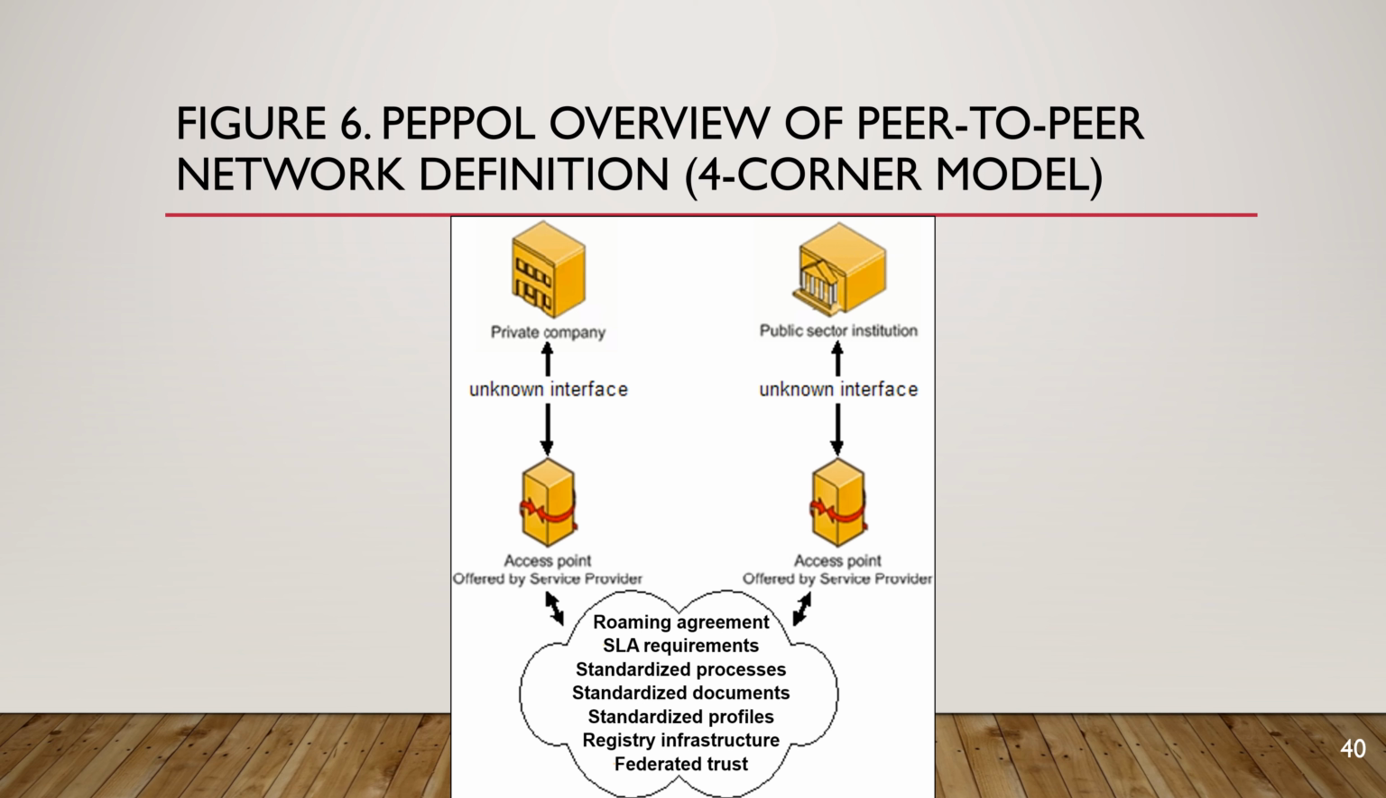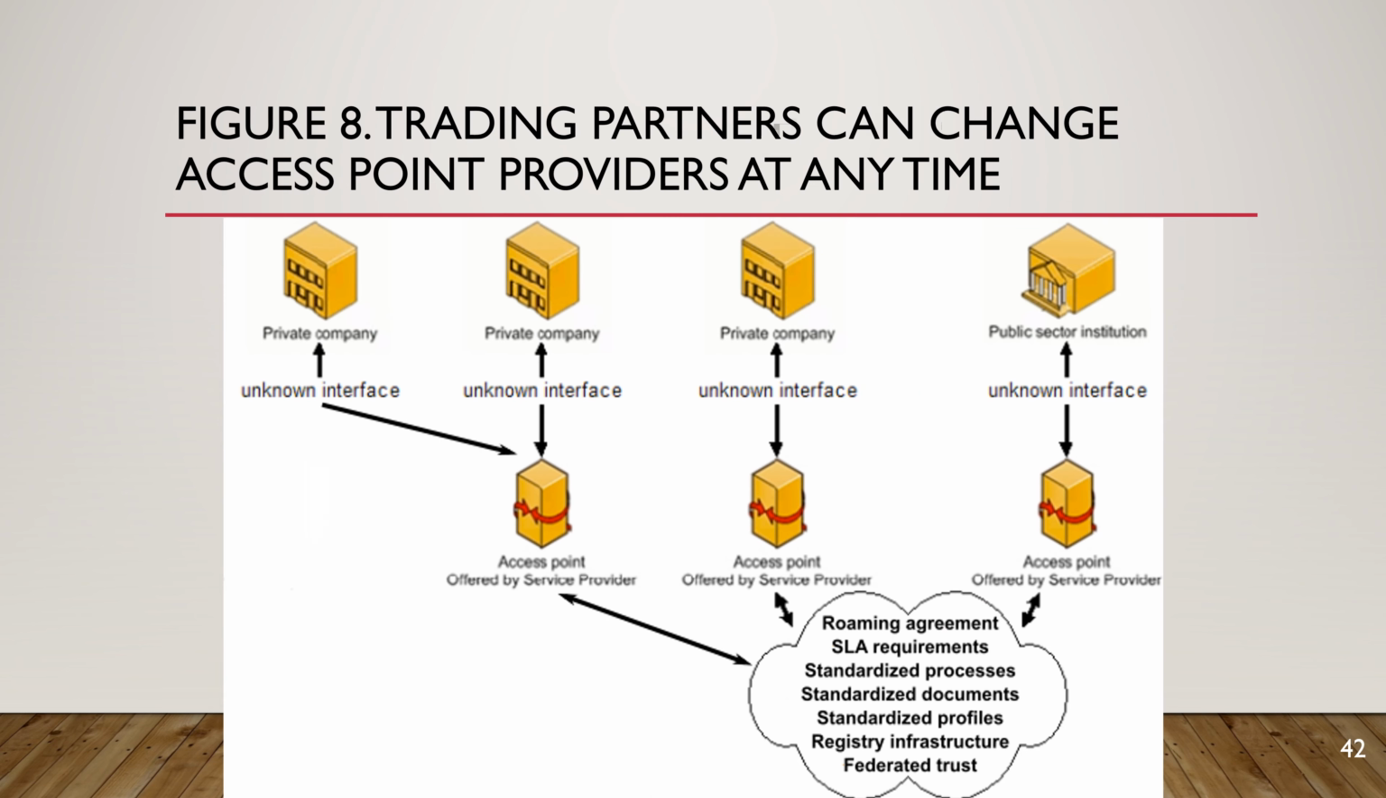So this is a very simple example, and not only that, on a peer-to-peer basis, this four-corner model extends very easily, efficiently, and with little additional cost. We can see that represented here, where we've added additional private companies that are sending their credentials to the public institution on the right. We can also see that a private company doesn't have to have their own access point. Access points can be shared. They can be a shared service offered by a service provider.